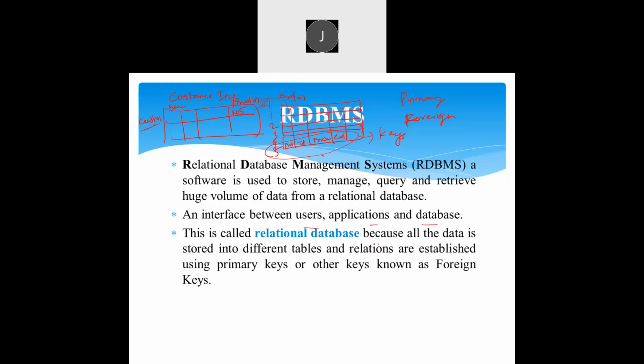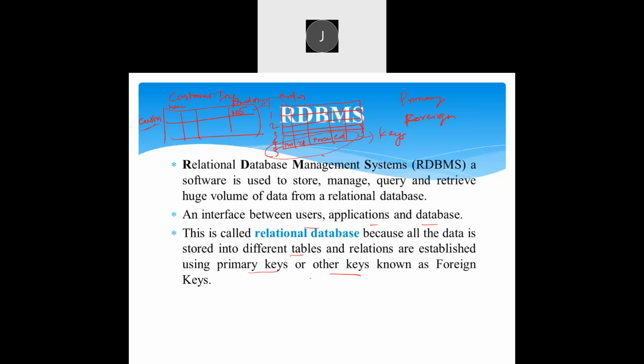This is called a relational database because all data is stored in different tables and relations are established using the primary key or other keys, also known as the foreign key. You can represent a key in one table and refer to it using that key in another table. That's the primary key and foreign key concept. We will see it in detail, but right now understand that you can create a relation between tables. That's why they are relational databases.